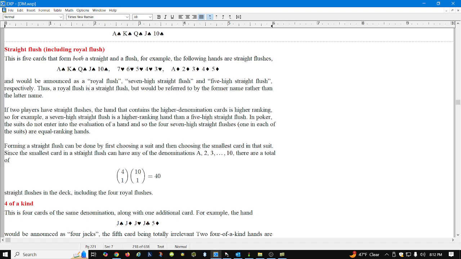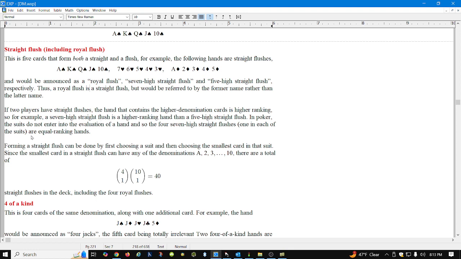How many straight flushes are there? Well, in this case and in all the following cases, the way to think of it is, how do you construct such a hand? Imagine you're sitting at a table with a deck of cards in front of you, and somebody says, make me a straight flush. I want to see what it looks like. What do you do?